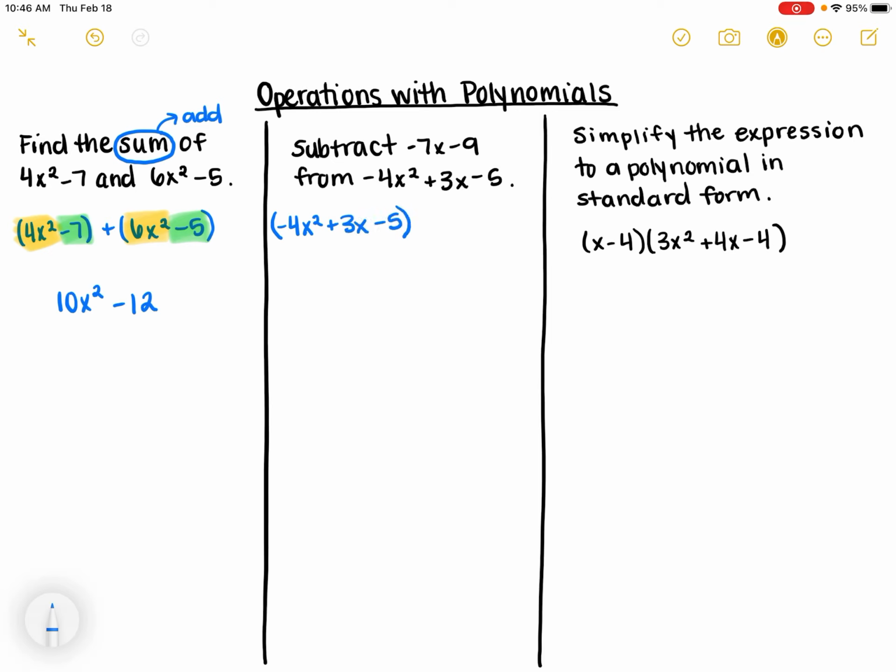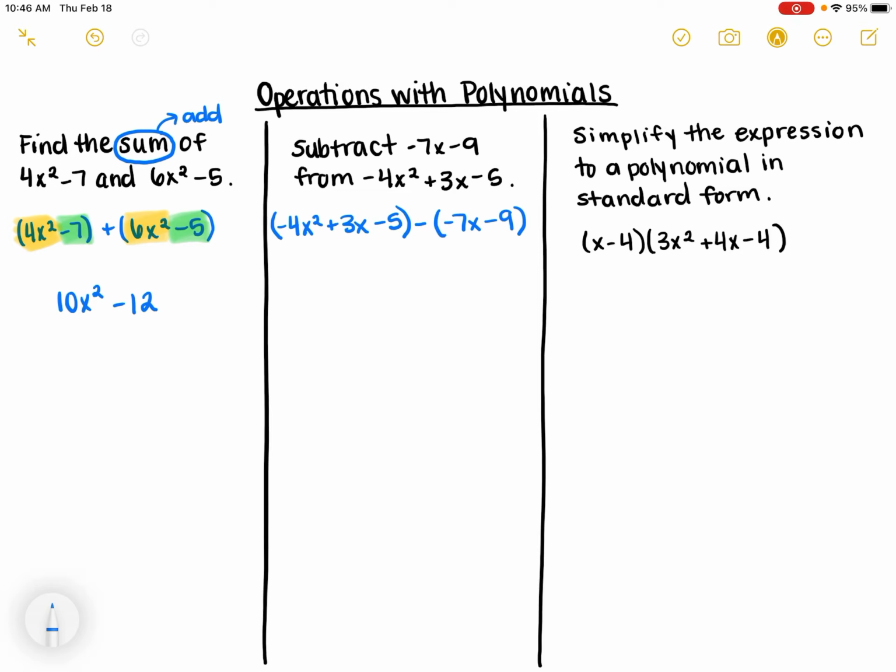And from that polynomial, I'm subtracting parentheses negative 7x minus 9. See how the parentheses are important? You see two minus signs in a row. And if you don't use parentheses, sometimes you might forget some of the signs in your polynomials. Okay, so when it says subtract a polynomial from another polynomial, the second one goes first minus the first one.